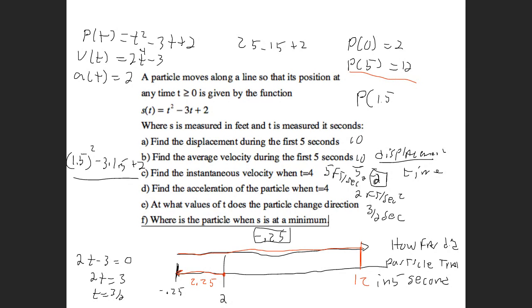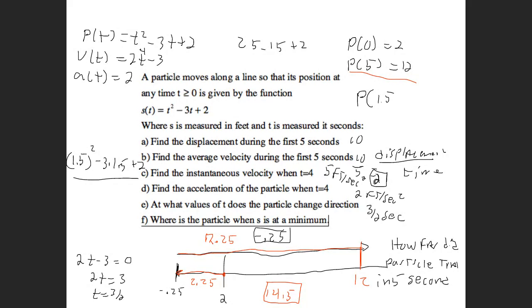Then it turns around and it goes all the way until it hits 12. Well, how far did it just travel? From negative 0.25 to 12, it just moved 12.25 units, right? Because I got 0.25 to get to 0 and then another 12. So what is the total distance? Well, 2.25 plus 12.25. That gives me what, 14.5? This particle traveled 14.5 feet in the first 5 seconds.